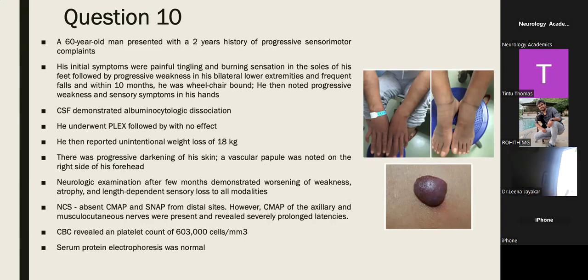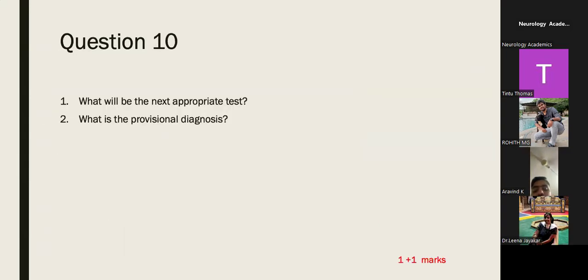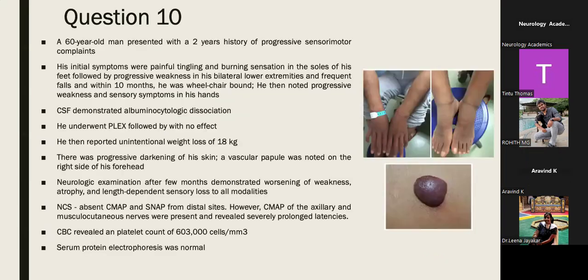CBC showed a platelet count of 6.03 lakhs, and serum protein electrophoresis was normal. So the question is, what will be the next appropriate test, and what is the provisional diagnosis based on this case scenario?